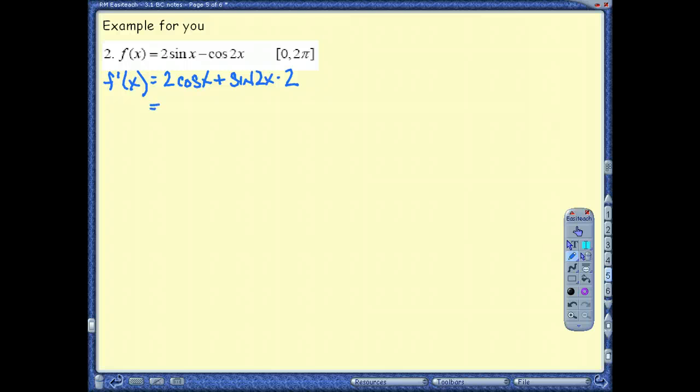When I look at this, I have a double angle here and I have a single angle. I want them all to be the same angle, so I am going to change my sine of 2x into 2 times the sine of x, cosine of x, using my double angle formula. Now this becomes 2 cosine of x plus 4 sine of x cosine of x. There's my first derivative.